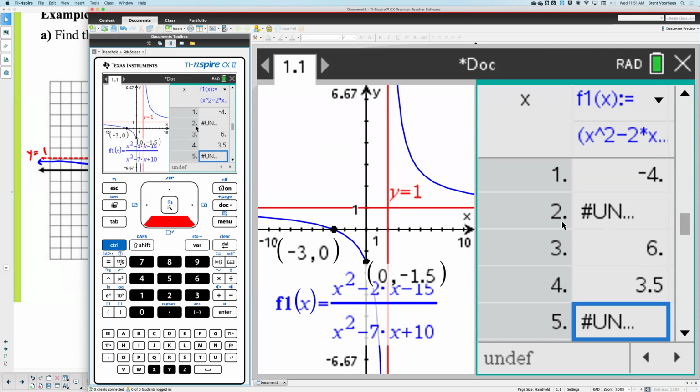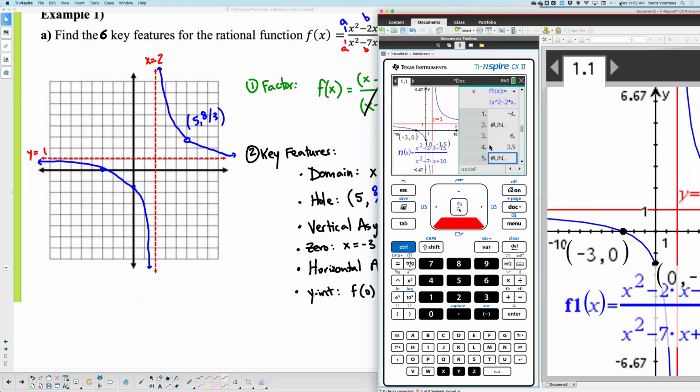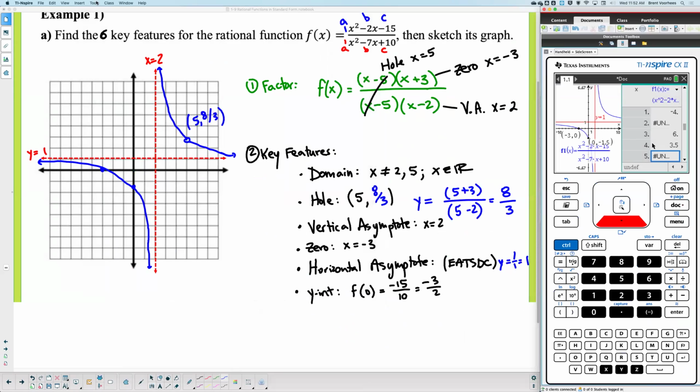If you ever need to check domain, go to your table, because our calculator does not show us a hole. The calculator will show you an asymptote. I added in the red line, but you can see that it's breaking at 2, but it won't show you a hole at 5. But if you go to table, it'll tell you where the domain is broken. You can figure out your hole that way. Does that make sense? And it certainly doesn't tell you the y value at the hole, but there it is. So if you don't have any questions on that, I will move on.